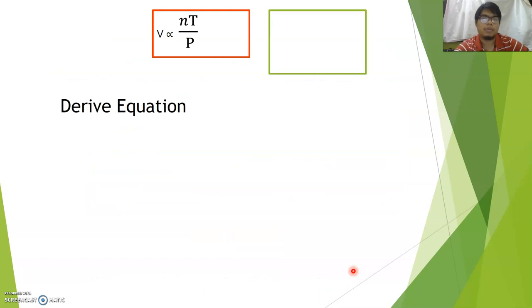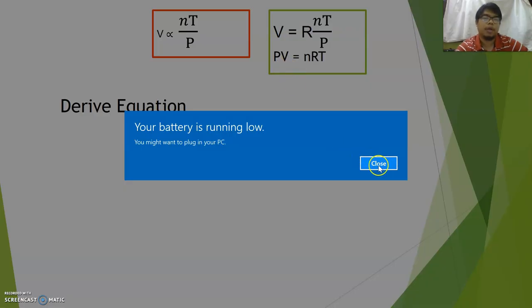So let's derive the equation. Here is the equation that we got previously, and if we want to make it an equality, we need to put the constant here. So V equals nRT over P. Then we can rearrange the equation, moving P to the left-hand side, so we get PV equals nRT.